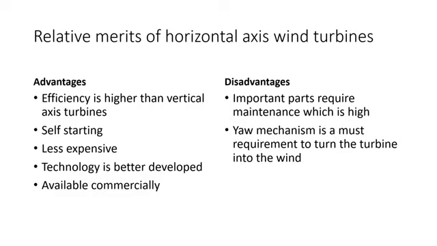The main disadvantages, however, are: important parts of the horizontal axis wind turbines require maintenance which is very high, and there is a requirement of a yaw mechanism to turn the turbine into the wind.